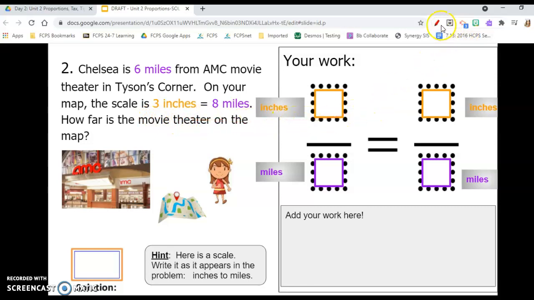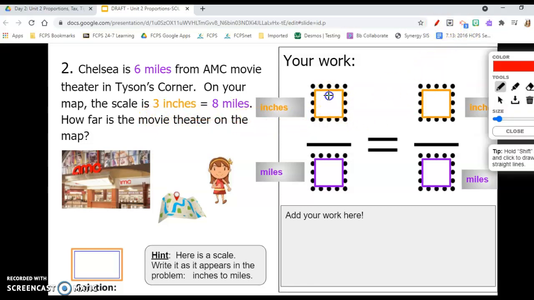I'm just going to write 3 inches to the 8 miles. And I notice my units on the top are inches. The units on the bottom are miles. So I notice I have 6 miles, so I'm going to identify that my unit on the bottom is miles. Plug in that 6. And I'm trying to find out how many inches it is on the map.